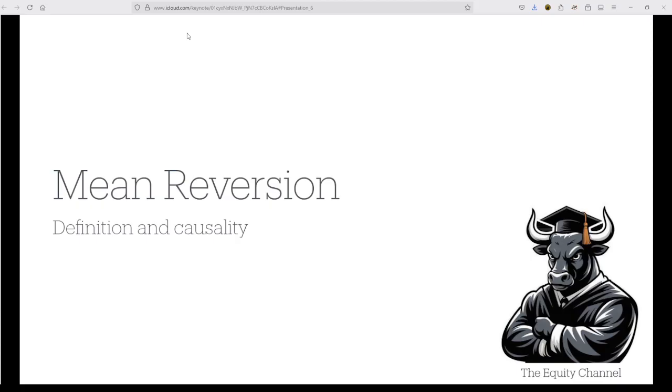But the reality is that most people don't actually understand mean reversion as far as what really causes it. What really causes it? That's what you need to be thinking about. What is the causality? Why does it happen? That's what we need to think about. All right. First, let's get into the definition.